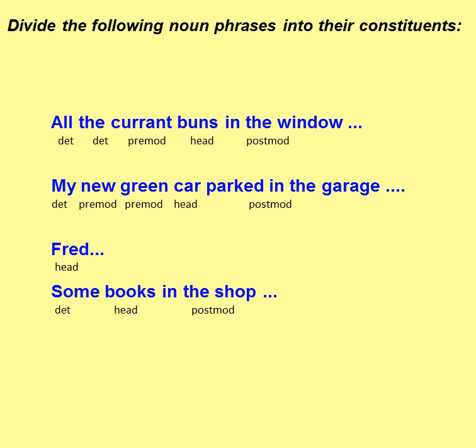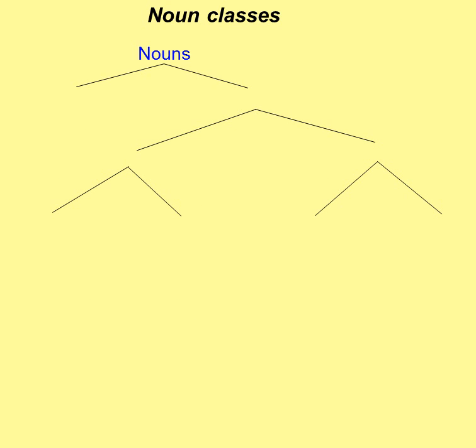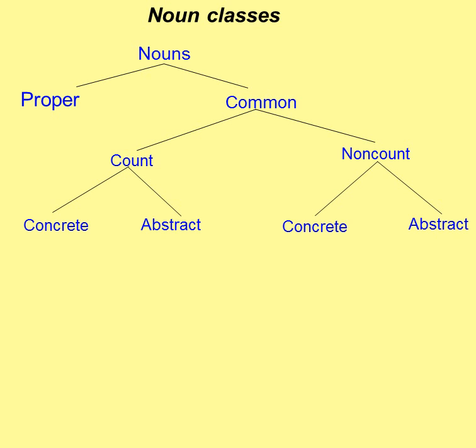Another way, we can divide nouns into noun classes. So nouns basically can be divided into proper or common nouns. Proper nouns being names of people and places. Common nouns are all the rest. So your common nouns, we can divide those into count and non-count, sometimes known as countable and uncountable. And examples of countable are concrete and abstract nouns, and the same with non-countable nouns. They can be concrete and abstract.